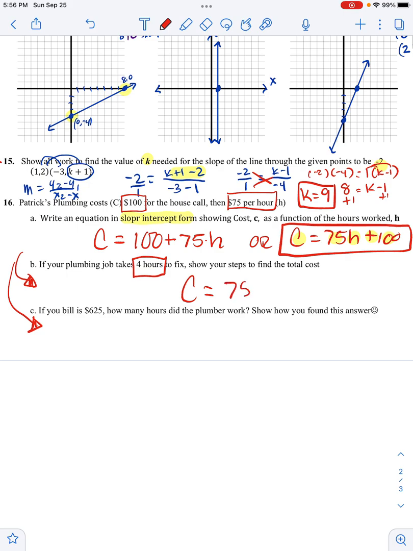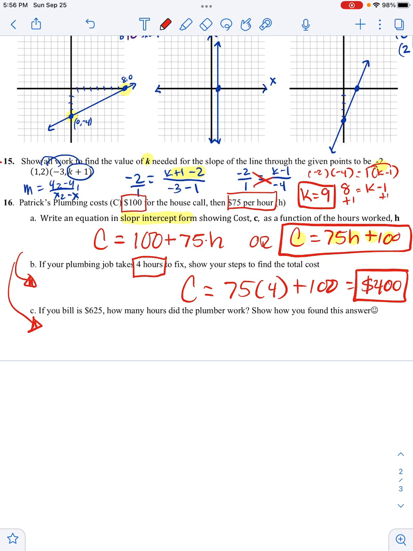The cost is going to equal 75 times 4 hours plus the $100 that it takes just to show up. And so when you plug that into your calculator, you're going to find out that that's a $400 plumbing fix. If your, apparently I can't type it all, that should say your bill is $625, how many hours did they work?